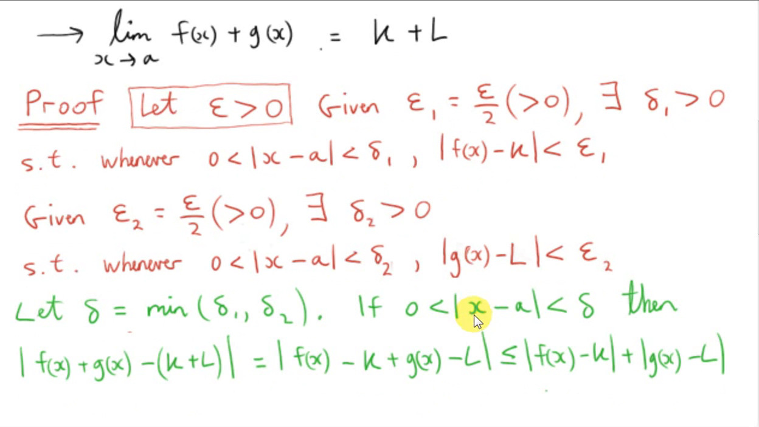Now suppose that x is within a distance delta of a. Since delta is the minimum of delta 1 and delta 2, then obviously delta itself is going to be less than or equal to delta 1. That means the magnitude of x minus a is going to be less than delta 1. But if that's the case, from up here we know that f of x is going to be within a distance epsilon 1 of k, where epsilon 1 is equal to epsilon over 2.